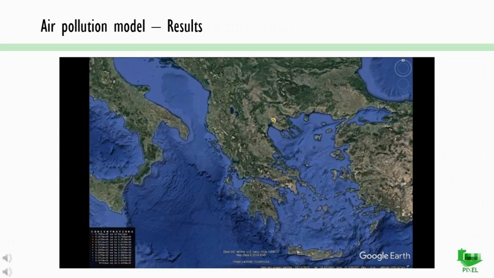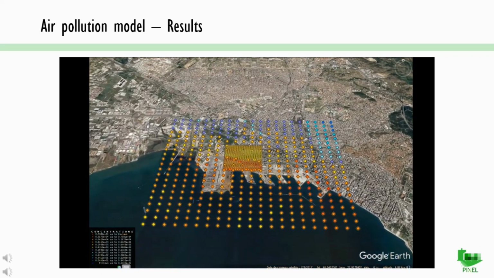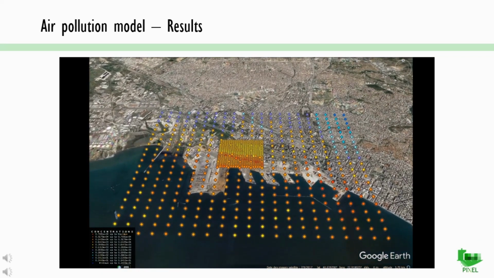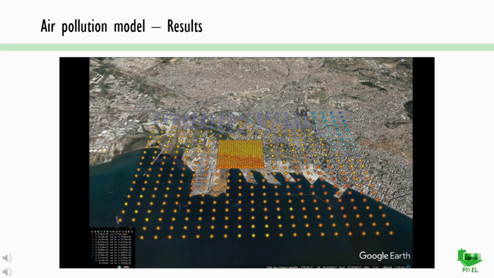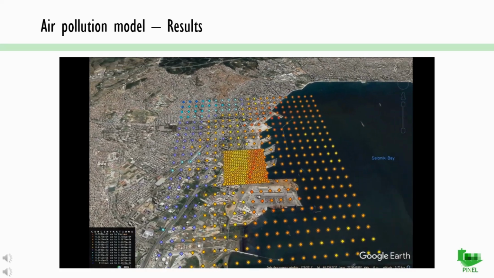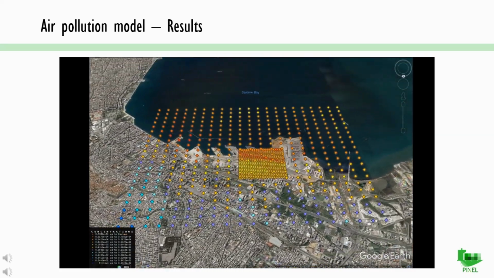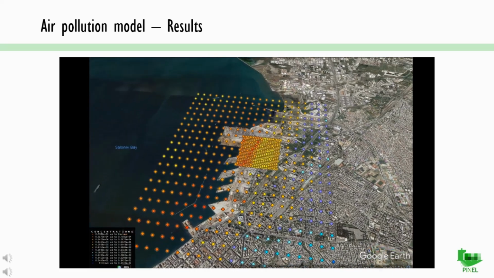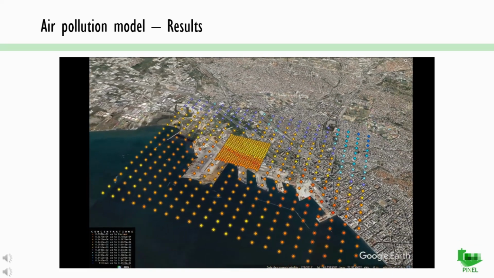This map shows the results of the air pollution model for the port of Thessaloniki in Greece. The colored dots on the map of the port represent the concentration of sulfur oxides, and the red shapes stand for the different source types.